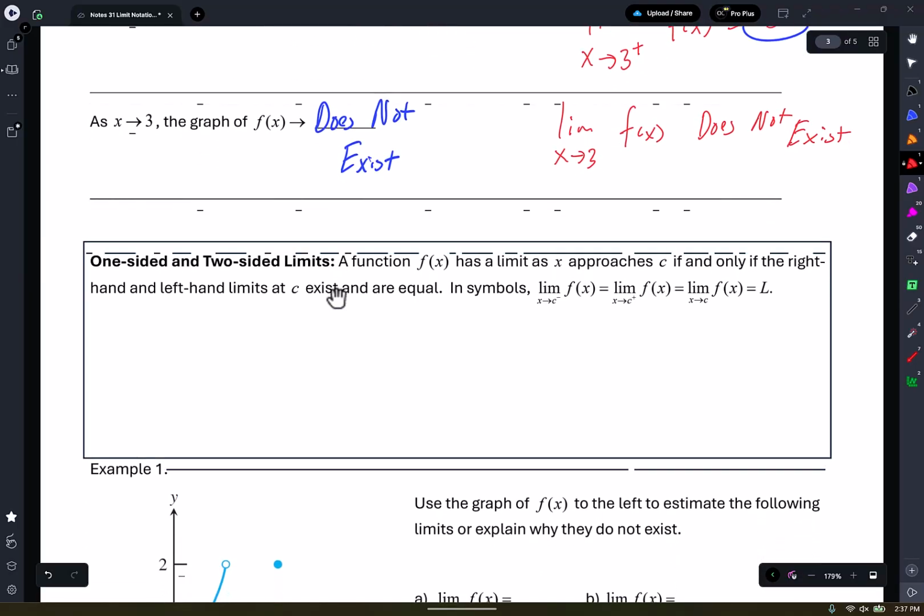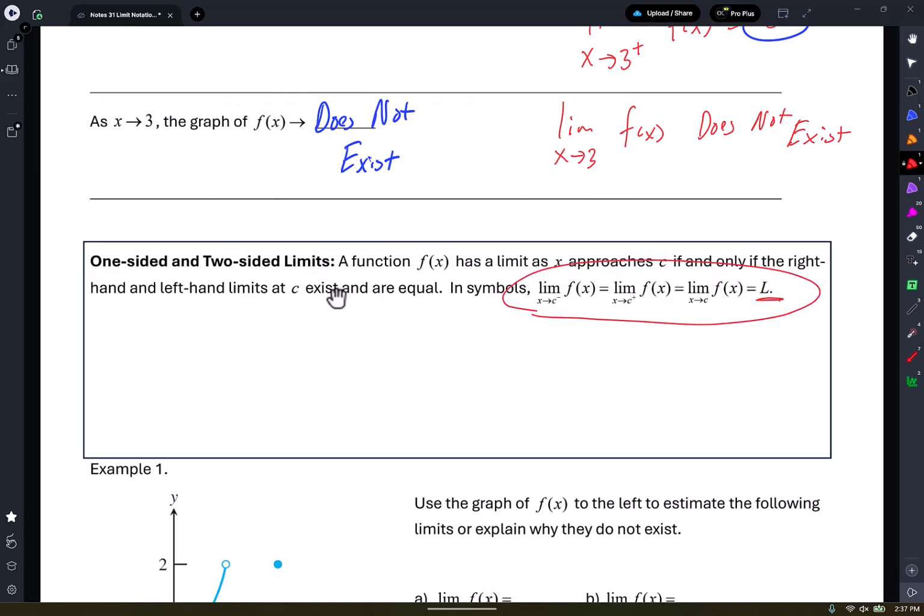All right, there it is, guys. This we already talked about. All that means is that your limit exists. If you approach from the left and you approach from the right and it equals the same thing, then the limit exists. That's all it means. If you approach from the left and you approach from the right and you don't equal the same number, then you're going to say the limit does not exist. That's it. That's all this means.